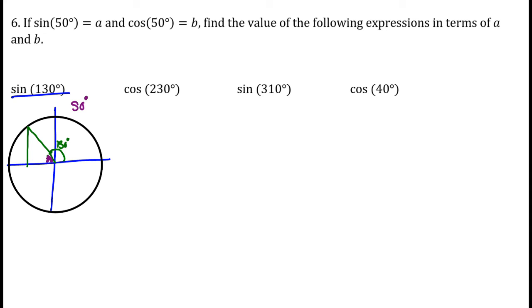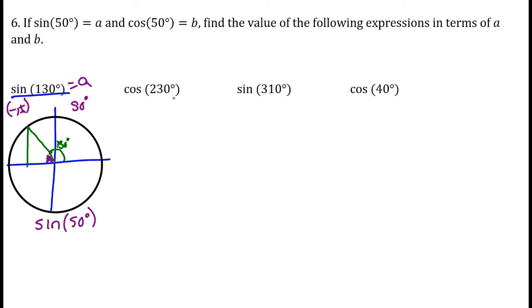In quadrant 2, we know that cosine is negative and sine is positive because sine is your y value. So it's the sine of 50. The sine of 130 is the same as the sine of 50 because that's my reference angle and it's still positive. So the sine of 50 is a, so the sine of 130 is a. They have the same value because they have the same reference angle and sine is positive in quadrant 2.